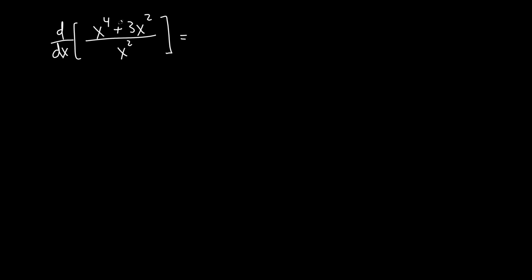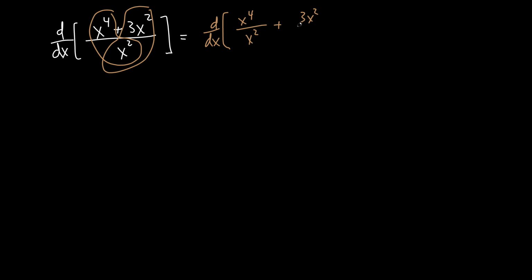Well, what I want to go ahead and do is split each of these numerator terms up so that I can have a fraction separate from one another. So what do I mean by that? Let's go ahead and rewrite this out here. This would give us the derivative of, once I split the numerator up into two separate fractions, x to the power of 4 over x squared, and then 3x squared over x squared.